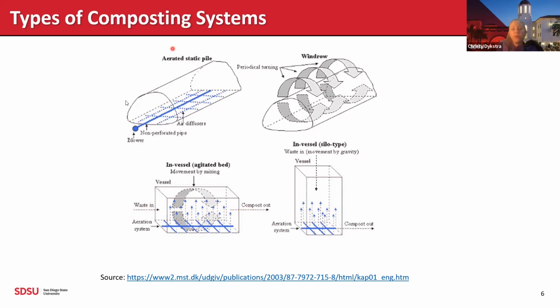Whereas these two up here are what we consider batch systems, meaning you do one batch at a time and then it turns into compost and that's done. And then you have to start a whole new batch, right? Whereas with these, there's always waste coming in, it's turning, it's getting oxygen, and by the time it comes out, it's compost. Same thing with this in-vessel silo type. This one, instead, the movement's by gravity. So you put in the waste at the top, it comes down, there's air supplied at the bottom, and then the compost comes out the side.